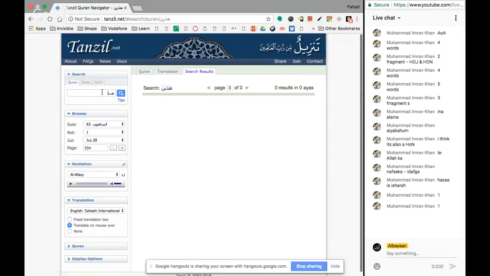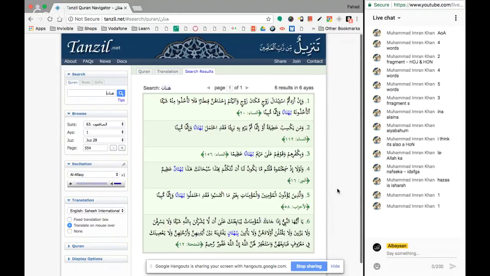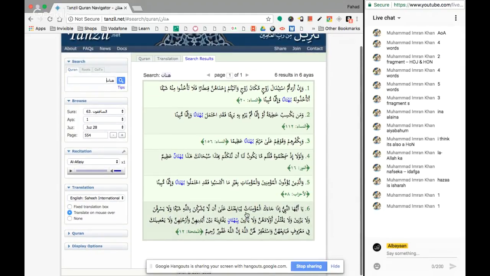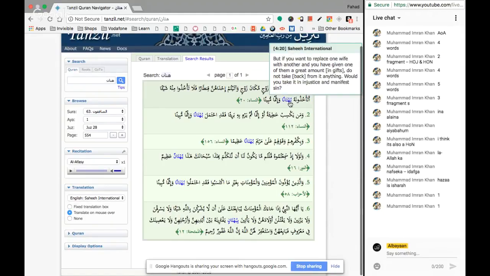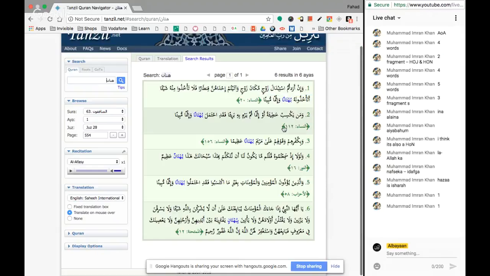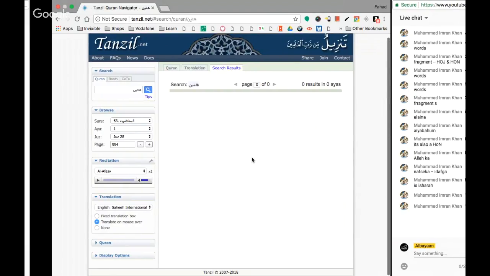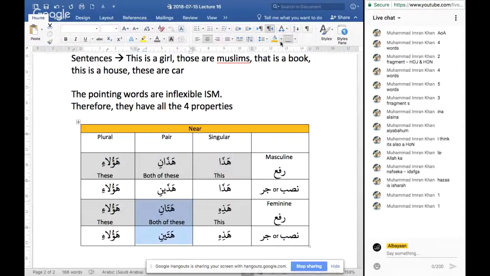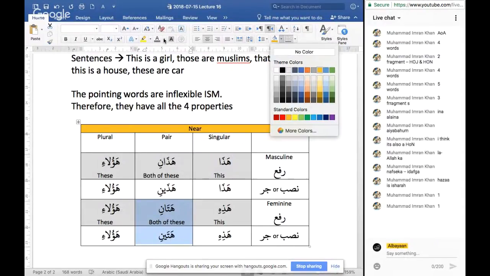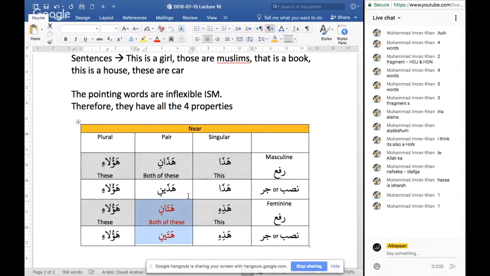What about Hatani, the feminine pair form? Hatani is not used in the Quran. That is another ism, which is Buhtan, which I think means blame. This is not the pointer. Hatani is not used in the Quran. Just like that, Hataini is not used in the Quran. So what I'll do here is mark them red. The ones which are red are not used in the Quran. Hazaini is not used in the Quran.